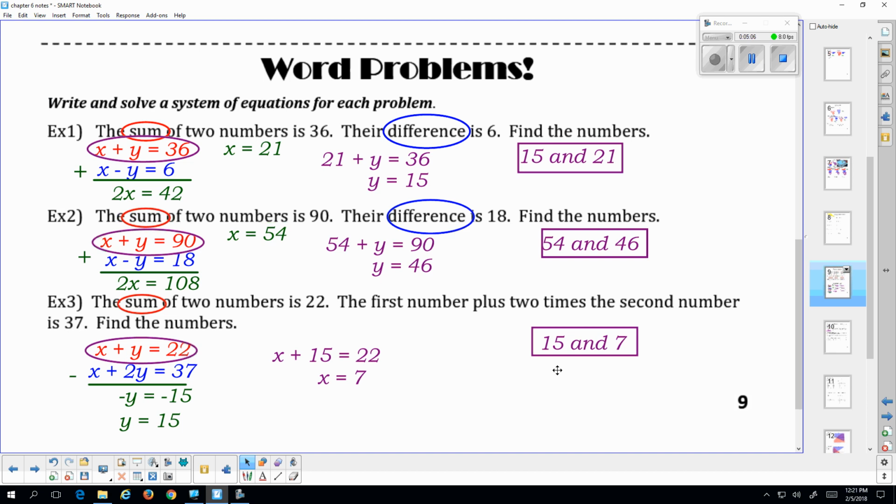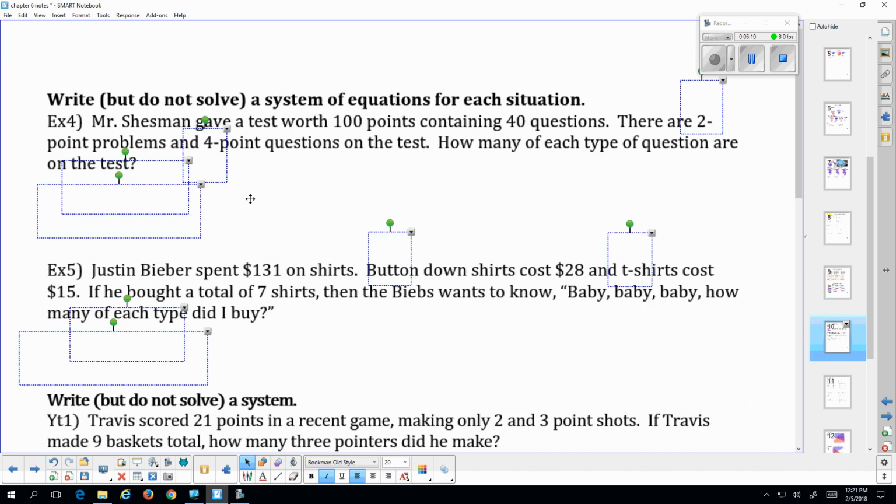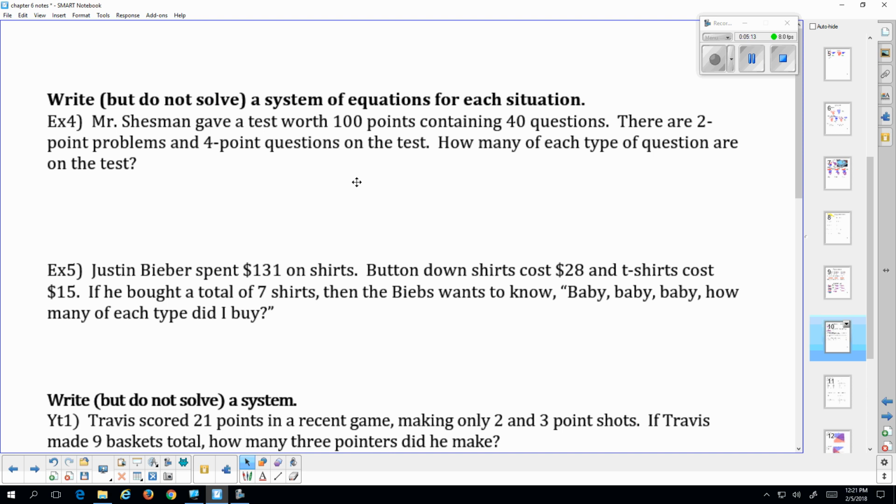So these ones are pretty straightforward as long as you remember your keywords. But if we go to the next page, they get a little bit trickier. I'm not going to worry about solving these. I just want to write the system of equations. So we have: Mr. Shesman gave a test worth 100 points containing 40 questions. There are 2-point problems and 4-point problems on the test. How many of each type of question are on the test?